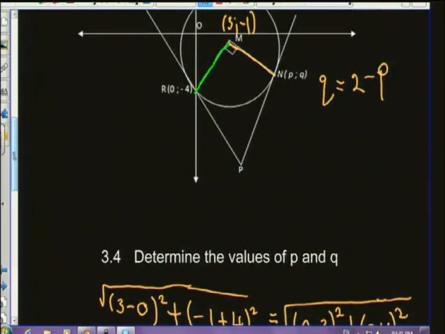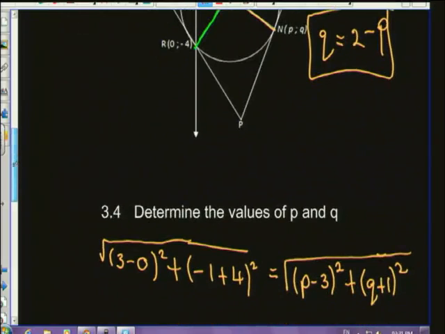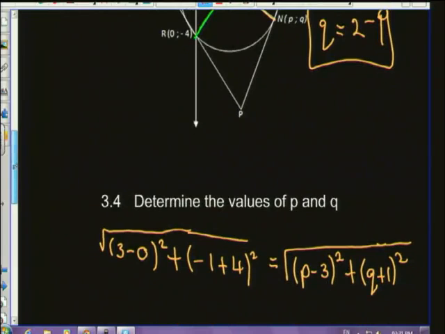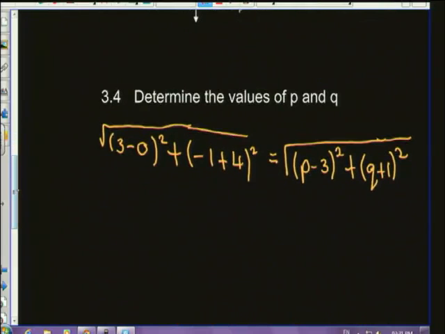However, I can express Q in terms of P. Instead of Q, I can write 2 minus P, and that'll leave me with one unknown, which is P, and then I can solve the equation. So let's go back to our Q. Wherever I see a Q, I'm going to substitute 2 minus P. Right, so let's simplify the left-hand side. Okay, so that's 3 minus 0 squared is 9, plus -1 plus 4 is 3, all squared is another 9, so that's square root of 18.